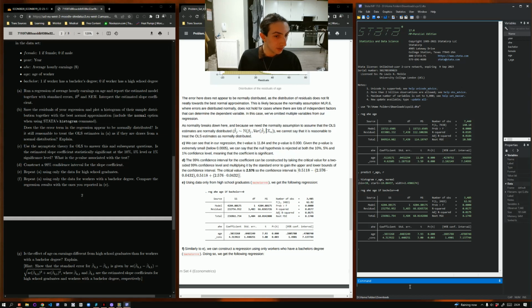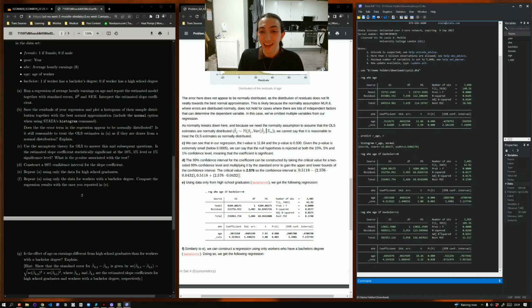Now it says do it for workers with a bachelor degree. So we're going to do that again, but we're essentially just going to change the bachelor from 0 to 1. Simple as that. Yeah, now we have this new regression. You can see that the coefficient and the constant are different here.